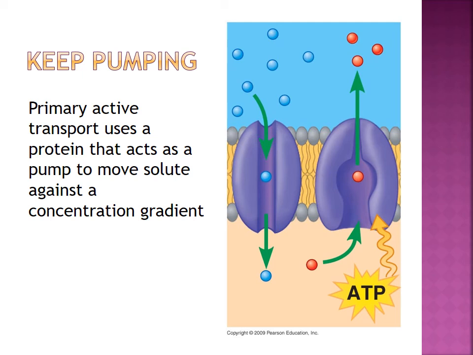So here we've got the blue ones. You've got lots and lots of blue ones at the top, few blue ones at the bottom. Diffusion says they're going to go straight through. No energy, passive. On the other side, we've got very few red ones, lots of red ones at the top. The only way to get the red one up that gradient is to pump it out, to use energy.